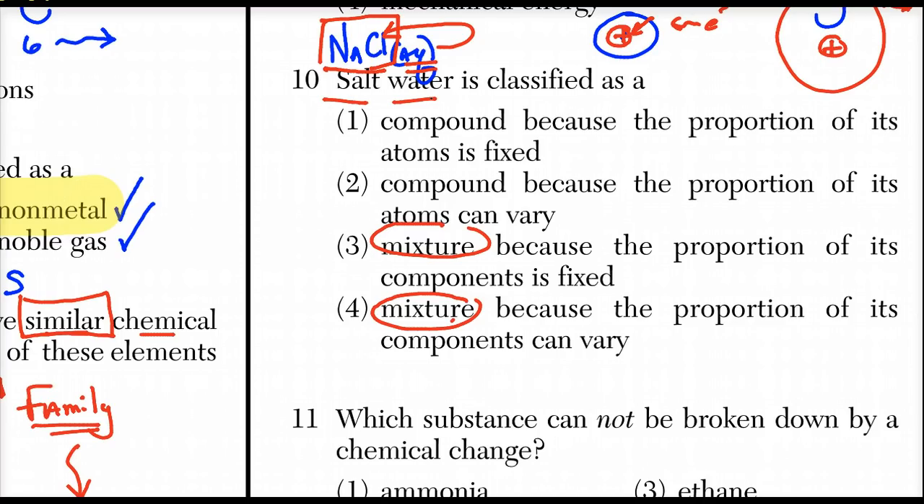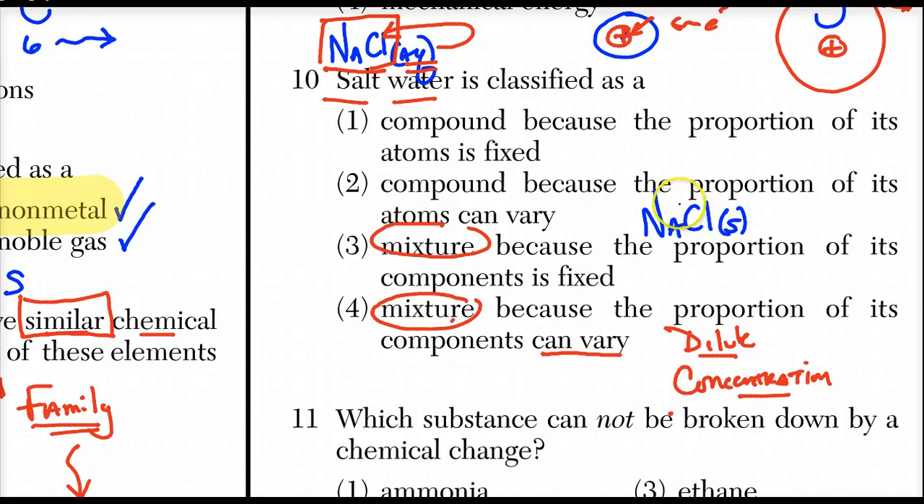In any case, it's a mixture because the proportion can vary. Salt water can be dilute, which means a little bit of salt for a lot of water, or it can be concentrated. These are what makes mixtures unique. You can change their proportions. You can have a salad with a lot of tomatoes. You can have a salad without tomatoes. It's still a mixture.